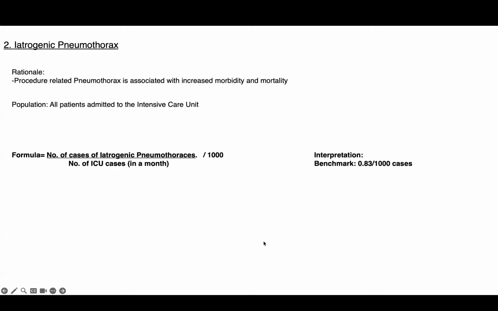Next, coming to iatrogenic pneumothorax. So the rationale is procedure-related pneumothorax.